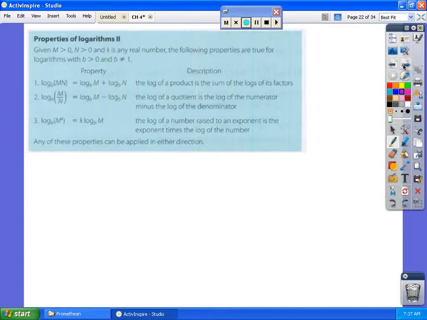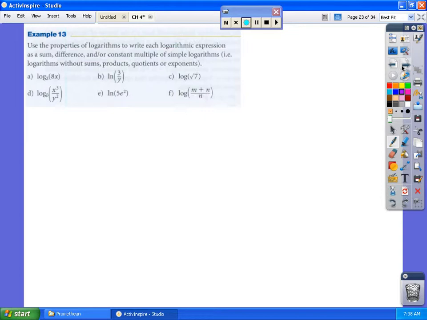So the properties that you should know. This is called the condensed side. This is called the expanded side. And these rules get confused all the time. If you have a product in the condensed form, then you can expand it to a sum. If you have a quotient in the condensed form, then you can expand it to a minus. Those are the major ones. We already talked about the fact that the power can go in front. Most of the time, people are pretty good about that rule.